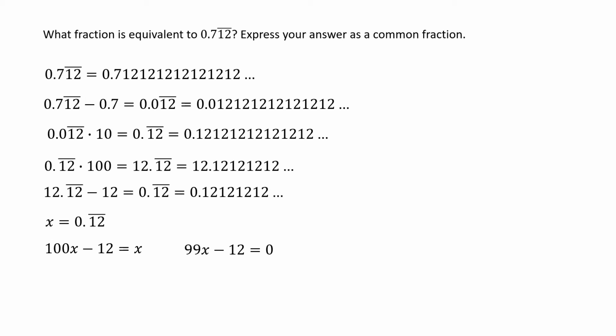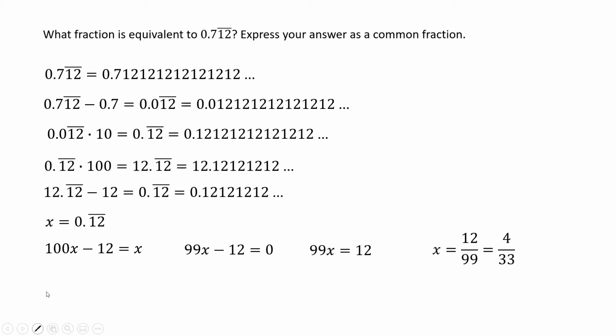Next thing, we add 12 to both parts of this equation. We get 99x equals 12. And finally, we divide both parts of this equation by 99. We get that x is 12/99 or 4/33. Okay? Now that we found x, we found how to express 0.12 bar as a common fraction. The next thing we need to do, we need to realize that's not the final answer. That's not what we were asked to find.